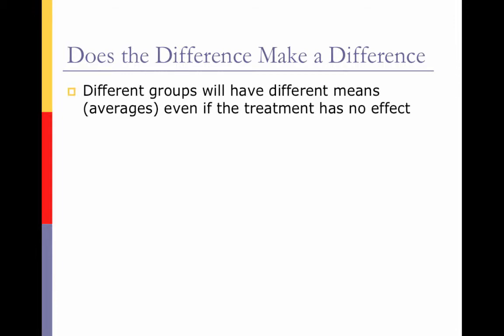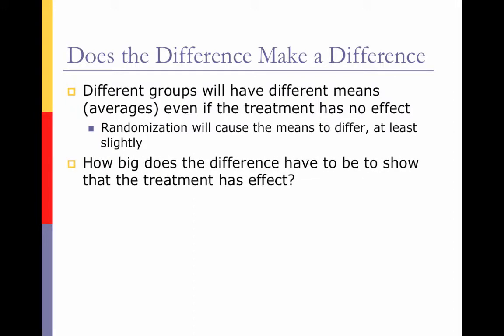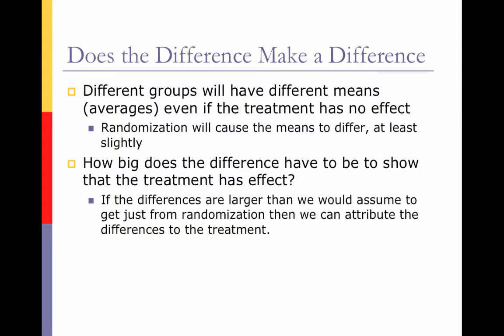Different groups are going to have different means or averages, even if the treatment has no effect. Randomization causes the means to be different from group to group, at least slightly, so we expect there to be some differences. The question is, how big does the difference have to be to show that the treatment has an effect? If the differences are larger than we would assume to get just from randomization, then we can attribute the differences to the treatment. So in other words, is it more than what we thought it would be?